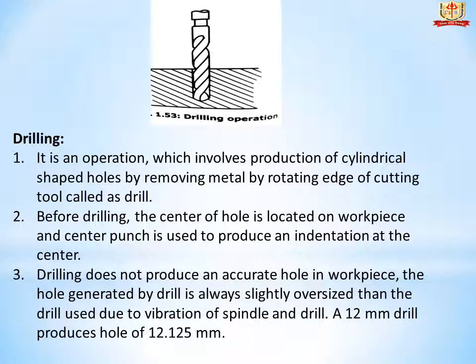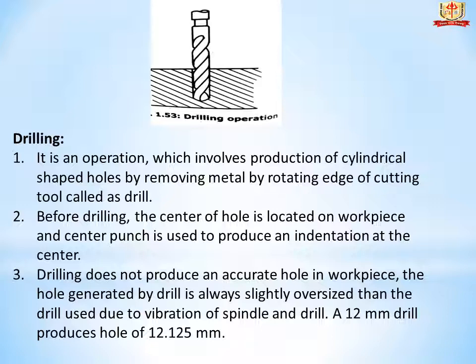Now you see the first operation. This is drilling. Drilling operation is seen in this above diagram. First point, it is an operation which involves production of cylindrical shape hole by removing metal by rotating edge of cutting tool called a drill. Second point, before drilling, the center of hole is located on a workpiece and center punch is used to produce an indentation at the center.